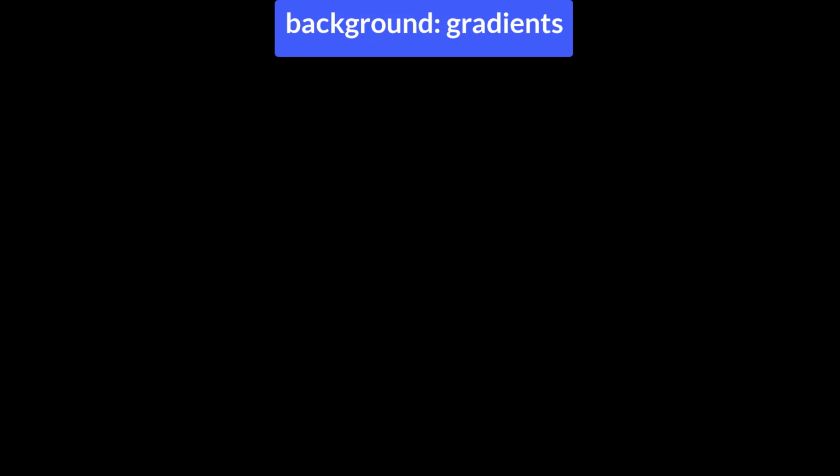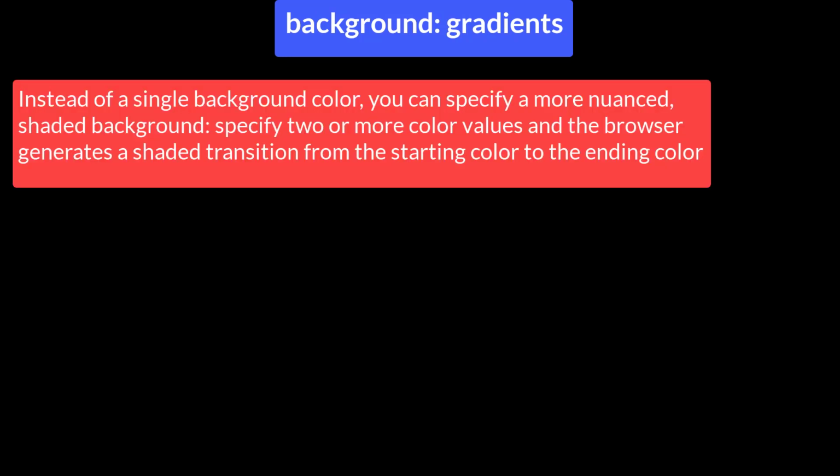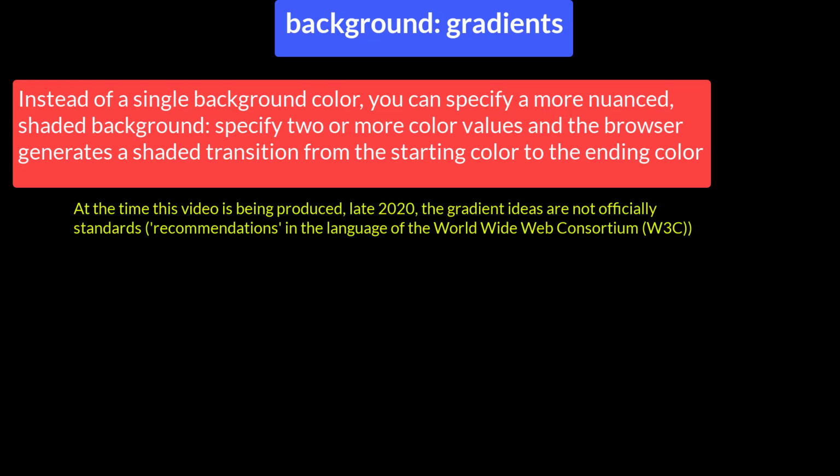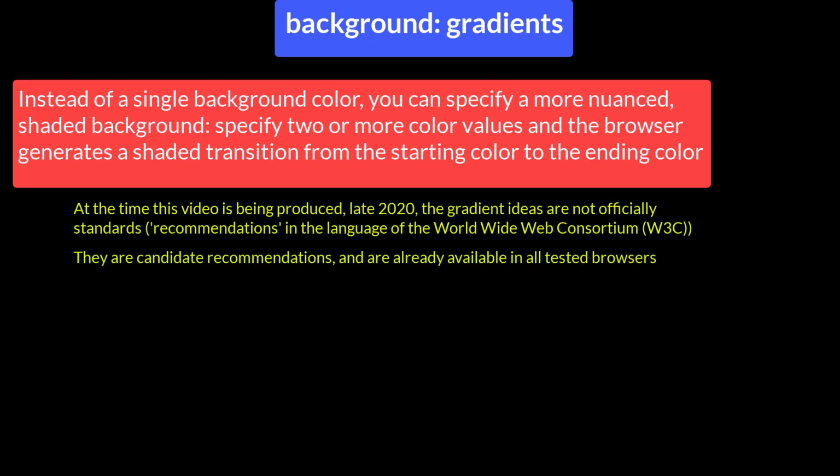Background gradients. Instead of a single background color, you can specify a more nuanced, shaded background. Specify 2 or more color values, and the browser generates a shaded transition from the starting color to the ending color. Now, at the time this video is being produced, late 2020, the gradient ideas are not officially standards, that is, recommendations in the language of the World Wide Web Consortium. But they are candidate recommendations and are already available in all tested browsers.